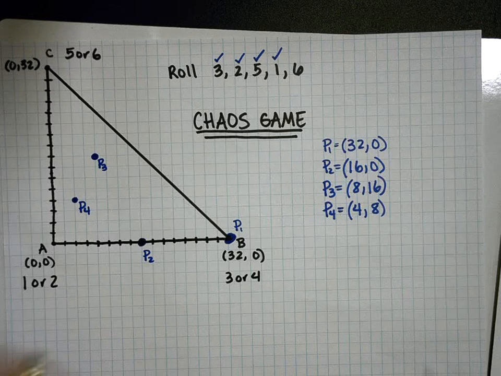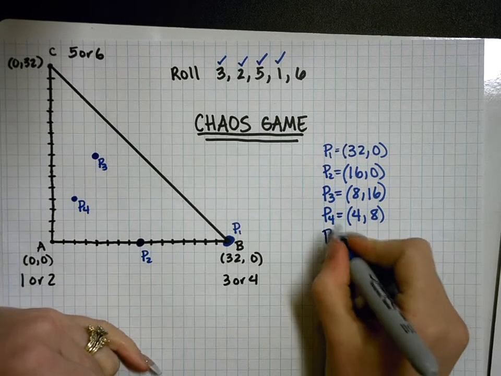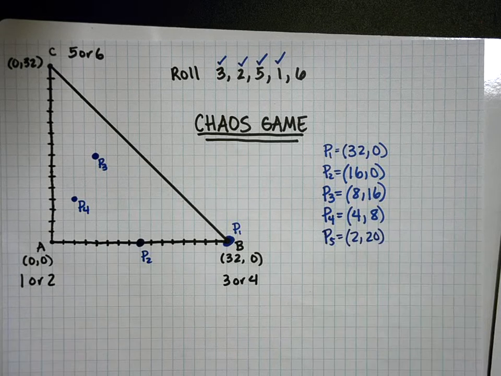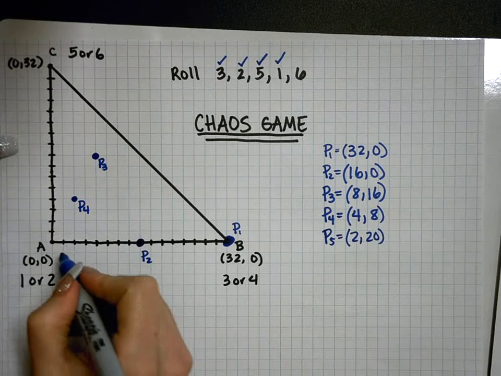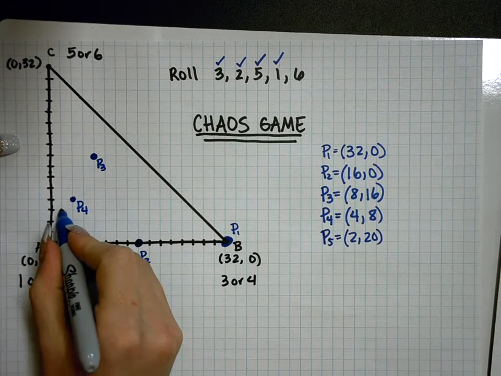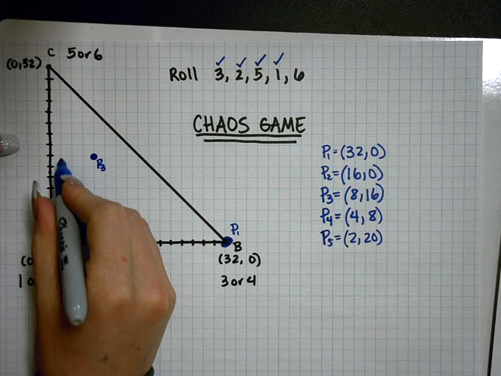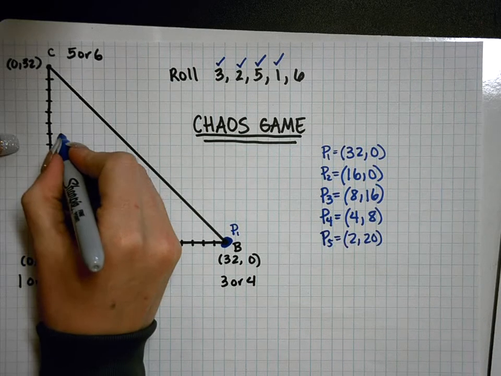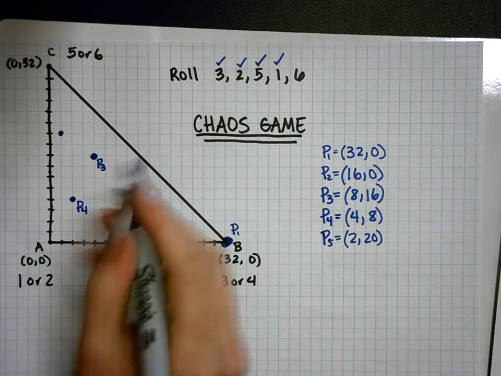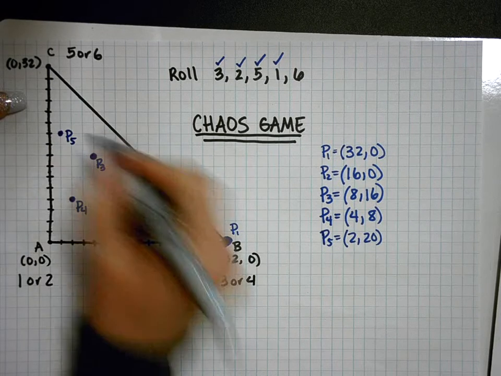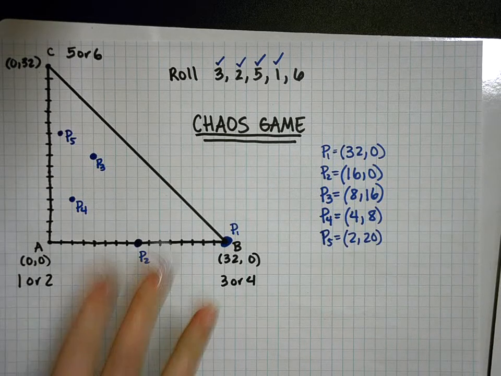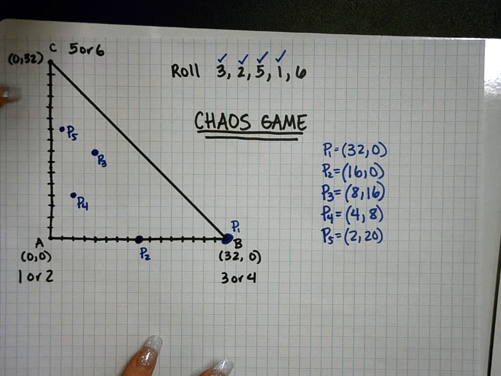So our fifth point, P5, is 2, 20. And then the last thing we need to do is just plot that point, and then we're done. So these are all in 2s. So this is 2, and then 2, 4, 6, 8, 10, 12, 14, 16, 18, 20, right there. And that's the midpoint between these 2 points. That is P5. And you could just keep repeating the same process and keep plotting more points. But this is how you do the chaos game using the midpoint formula.